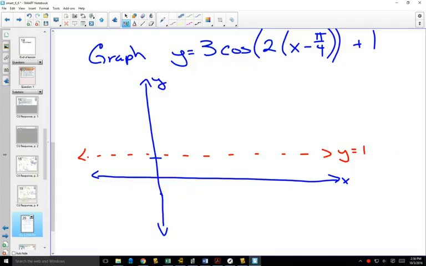So when we get to our a value, we're going to use our amplitude to find our maximum and our minimum. Since our amplitude is 3, we're going to go up 3 all the way up to 4. That'll be our maximum. And we're going to go down 3 from our center line, which will go down to -2. That's going to be our minimum.